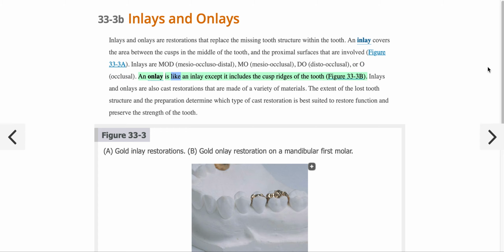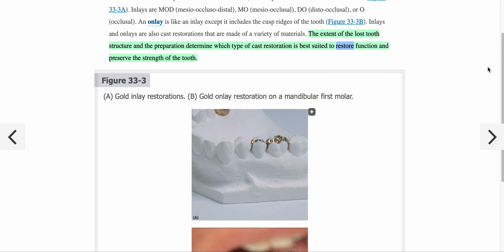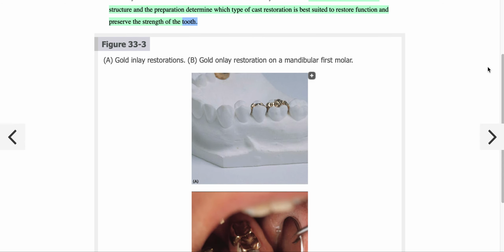An one-lay is like an inlay except it includes the cusp ridges of the tooth, figure 33-3B. Inlays and one-lays are also cast restorations that are made of a variety of materials. The extent of the lost tooth structure and the preparation determine which type of cast restoration is best suited to restore function and preserve the strength of the tooth.